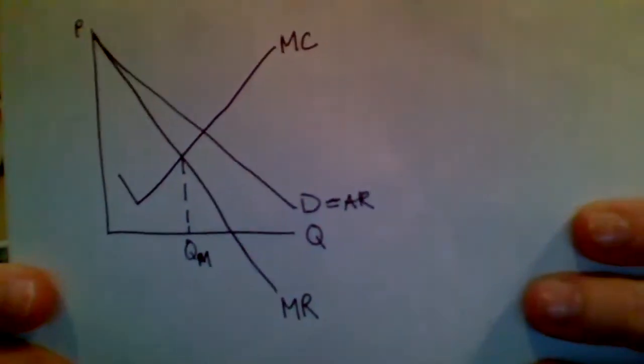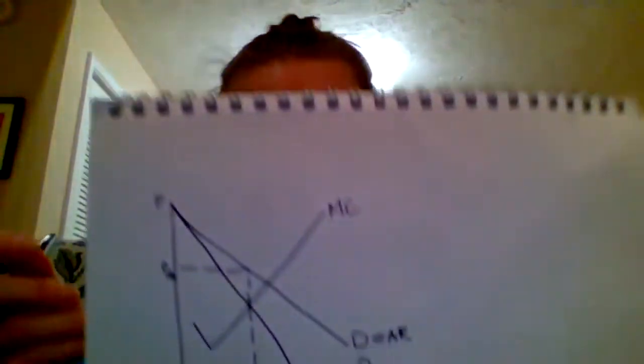Quantity for my monopoly. Now, if I were a monopoly and I controlled my price, I'd want to charge the highest price. So I would take my quantity all the way up to my demand curve to see what people are willing and able to pay. Okay, and this is going to set my price for my monopoly right there.